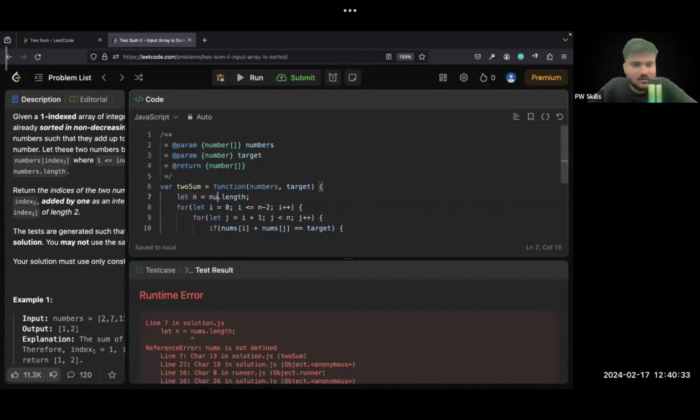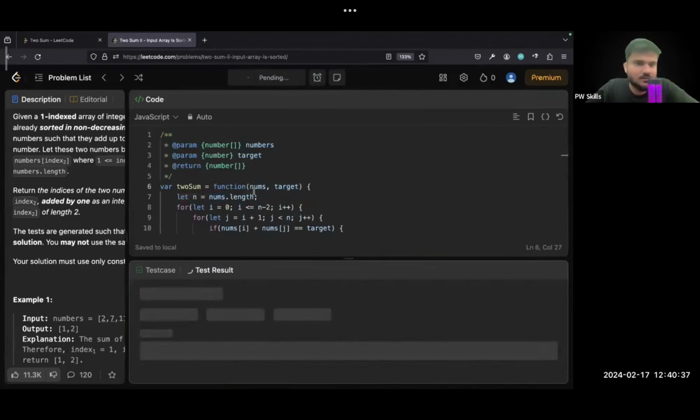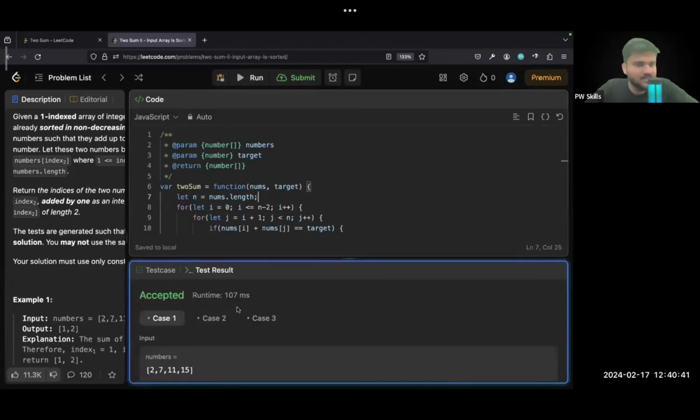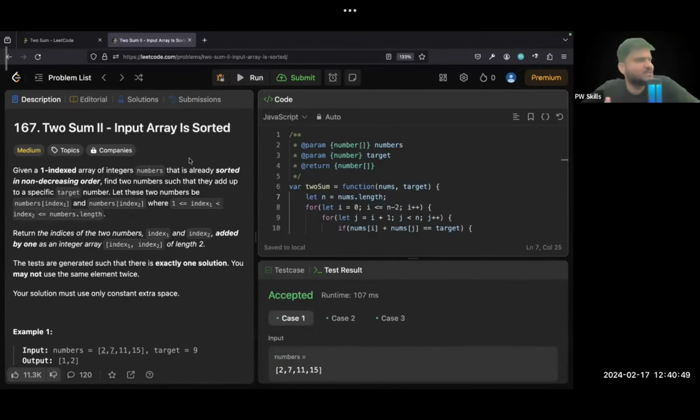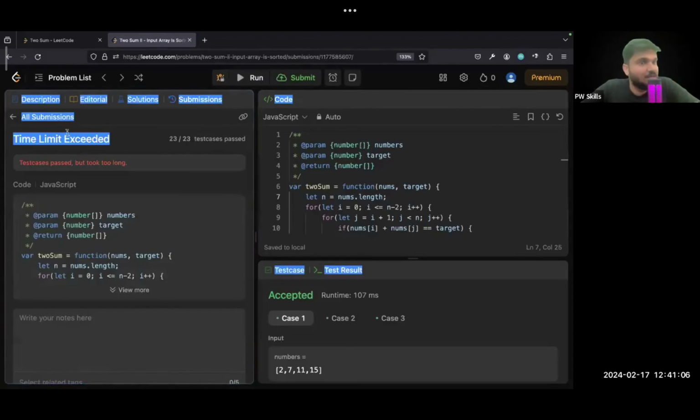Okay, oh sorry, this should be nums. Let's change the variable name to nums. Okay. You can see it is working on the sample test cases. It looks good. But the question might come to your head that then why does LeetCode have one more same question with just a few changes in the language? Let's submit the code before we make that judgment. If we submit the code, can you see time limit exceeded?